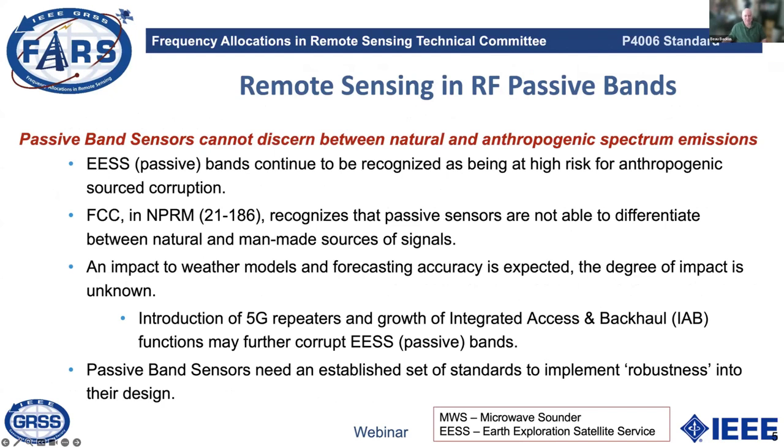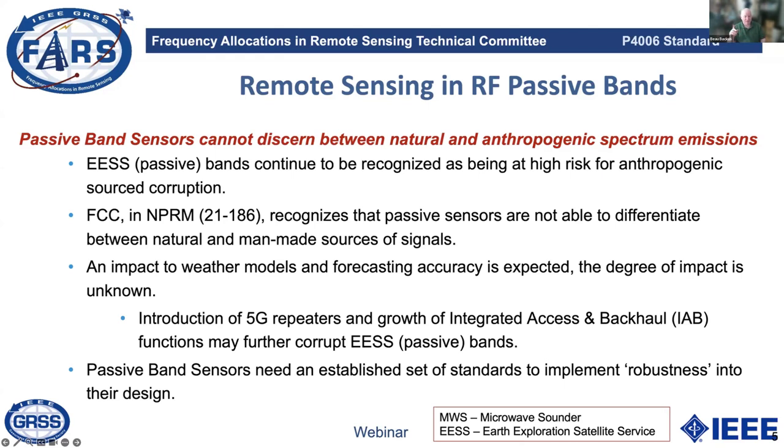So when we get into remote sensing in the RF passive bands, one of my favorite words here is anthropogenic. Passive band sensors really cannot discern between natural spectrum emissions from the Earth that I was talking about earlier and anthropogenic generated spectrum emissions. So if you think about it in terms of Gaussian noise, you have natural Gaussian noise coming up from the Earth, and you also have what I'll call quasi Gaussian noise coming up from the Earth that is from anthropogenic or man-made sources.